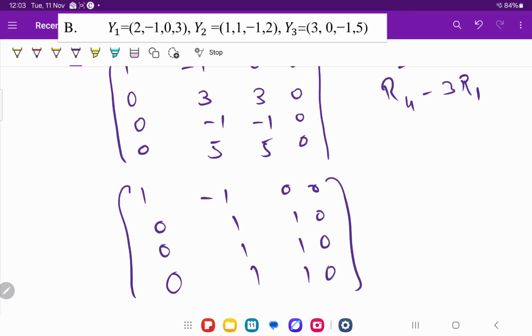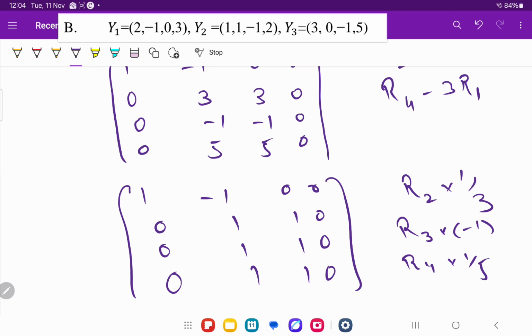So what I did, I multiply R2 with 1 by 3, R3 with minus 1 and R4 with 1 by 5. Okay, done? R2 by 1 by 3, R3 multiply by minus 1 and R4 multiply by 1 by 5 to get 0 1 1 0 0 1 1 0 0 1 1 0.